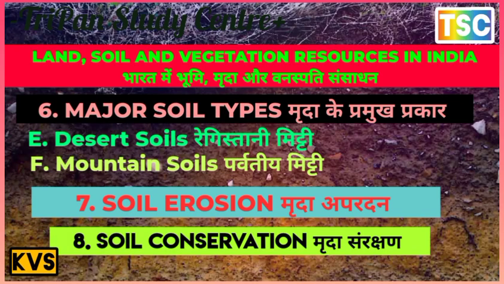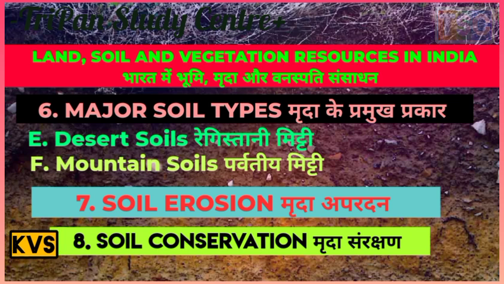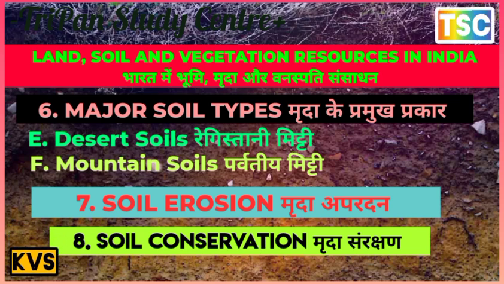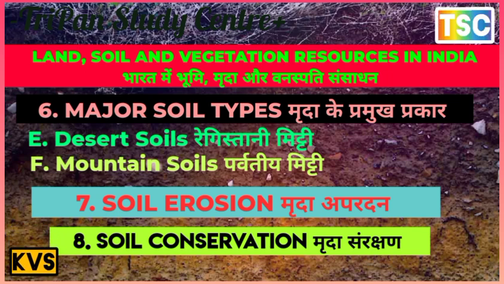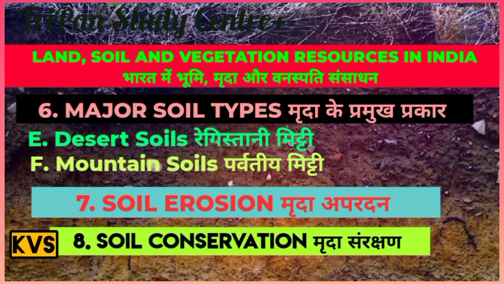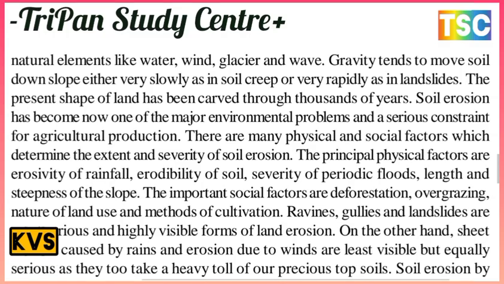The next important topic here is soil erosion. Soil erosion is the most important here. Soil erosion is described as the carrying away of soil. It is the theft of the soil by natural elements like water, wind, glacier and wave. These are the important natural elements here: water, wind, glacier and wave.